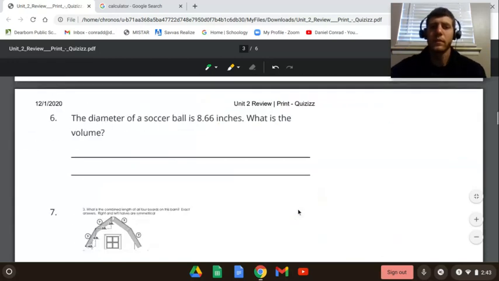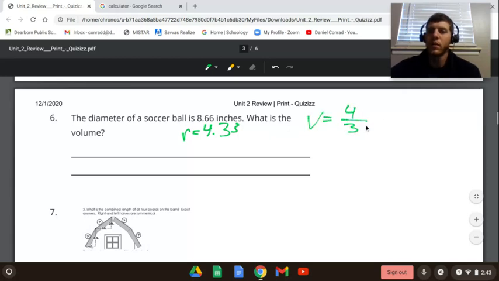All right, next one, the diameter of a soccer ball is 8.6 inches. That means the radius is half of that, so that's 4.33 for the radius. And the soccer ball is a sphere, so the volume of a sphere is 4/3 pi r cubed. So we have 4/3 pi and then 4.33 cubed.